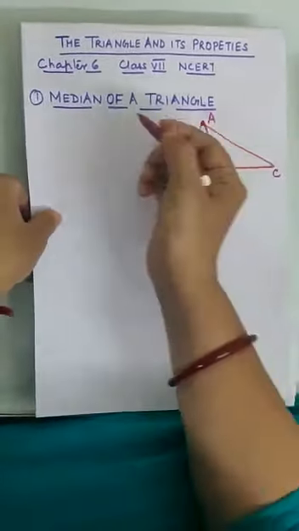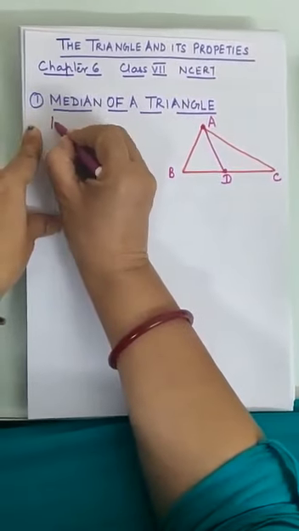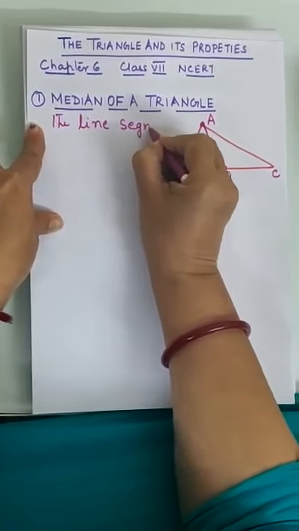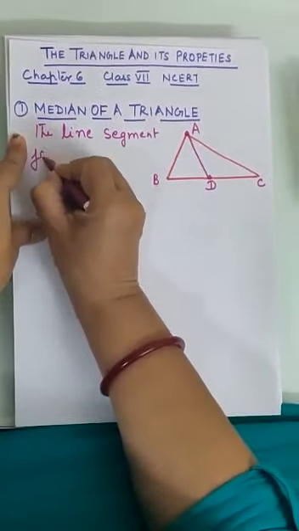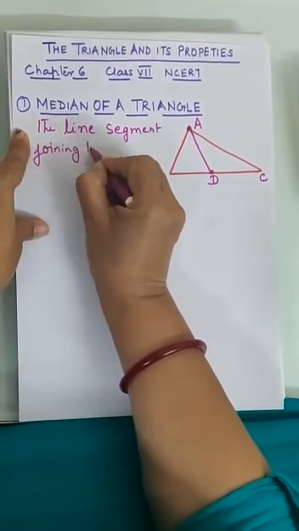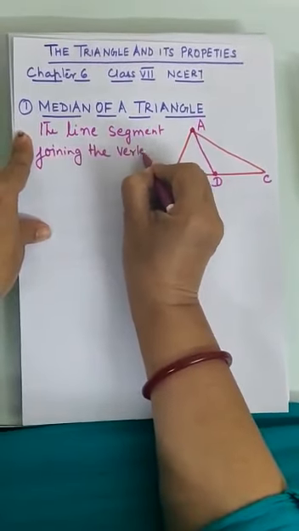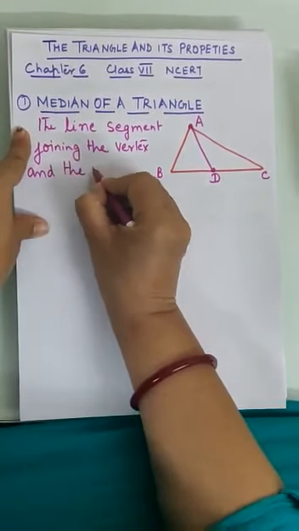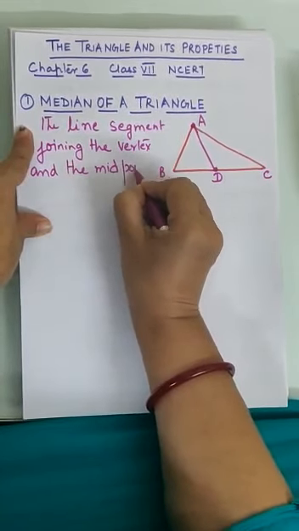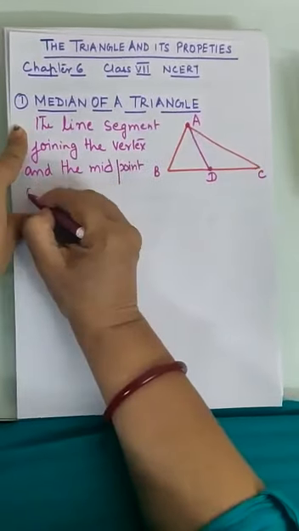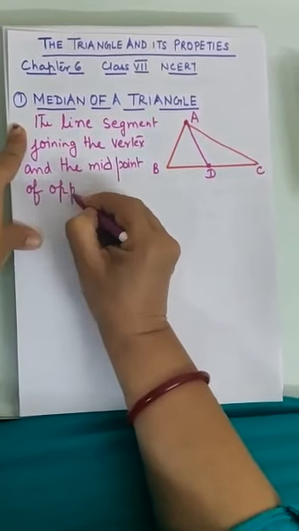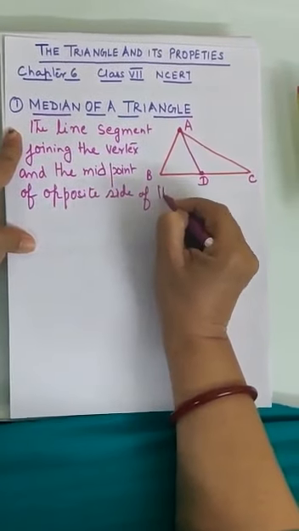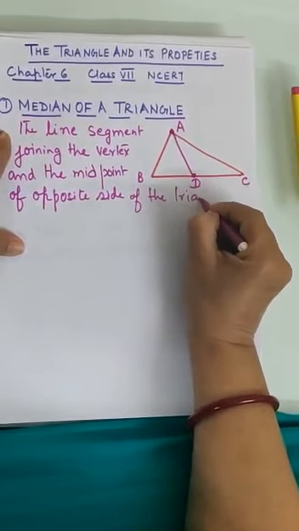So we define median as the line segment joining the vertex and the midpoint of opposite side of the triangle.